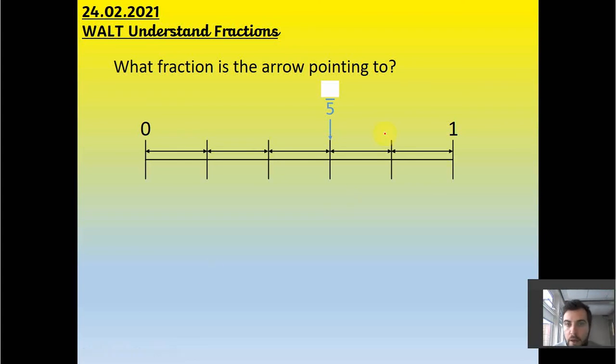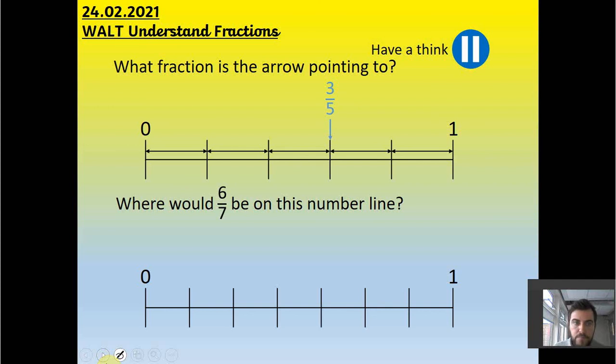Okay. How many up to here? Well, it's 1, 2, 3. We've got 3 sections here. Imagine it's a chocolate bar. That's pointing to the first 3 sections. So therefore your numerator would be 3.